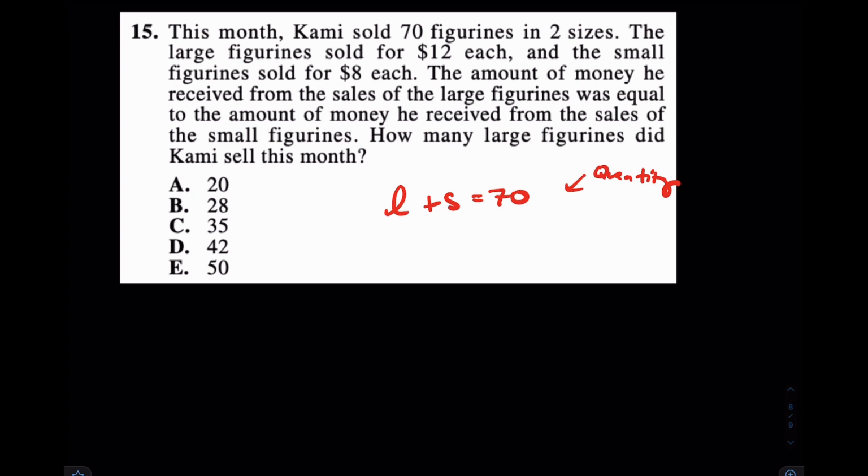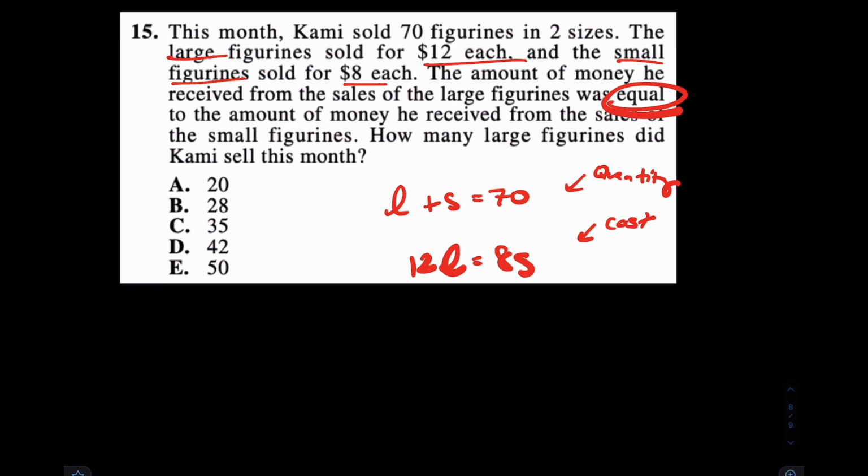From there it says, the large figurines sold for $12 each, and the small figurines sold for $8 each. The amount of money he received from the sale of the large figurines was equal to the amount of money he received from the sales of the small figurines. Again, wait a second. The amount of money he received from the sales of the large was equal to the amount of money he received from the small. That's really important. What that means is, 12L equals 8S. This is your cost equation in this case.